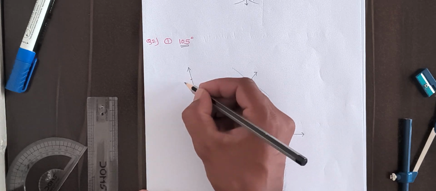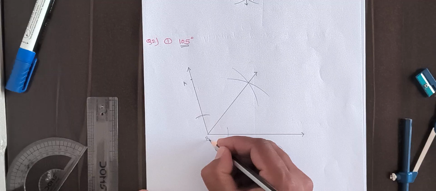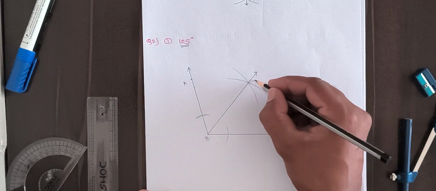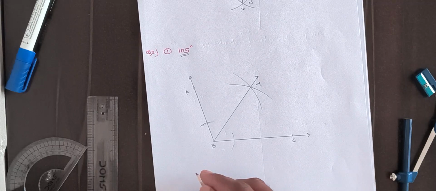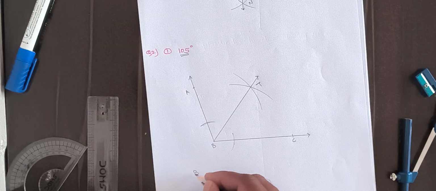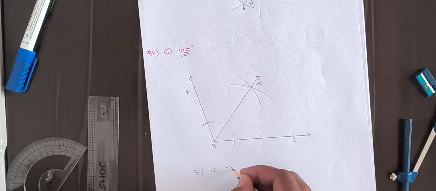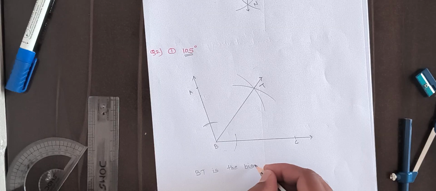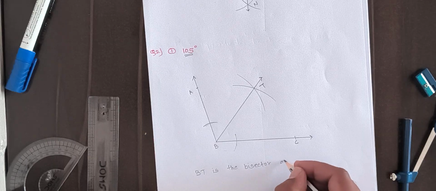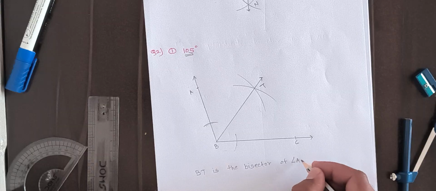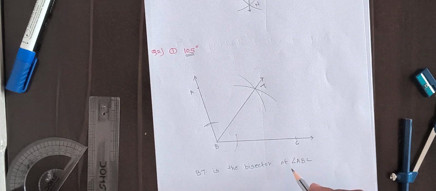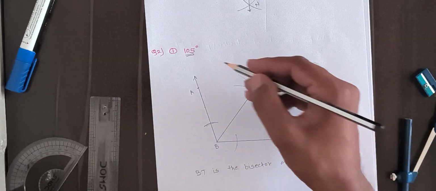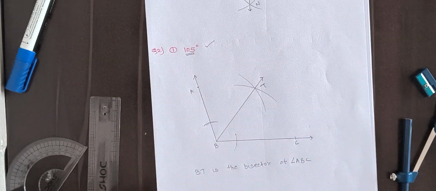Give the name for this one. Suppose A, this one is B, this one is C, this one is T. Now here also, BT is the bisector of angle ABC. Ray BT can be the bisector of angle ABC. So in such a way, the 105 degree angle is there.